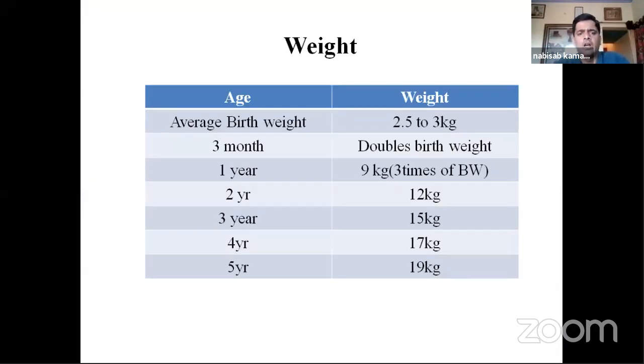The average birth weight for Indian infants is around 2.5 to 3 kg. At the age of 3 months, the child doubles his birth weight. At 1 year, he or she triples the birth weight, weighing around 9 kg. At 2 years, around 12 kg. At 3 years, 15 kg. At 4 years, around 17 kg. At 5 years, around 19 kg.